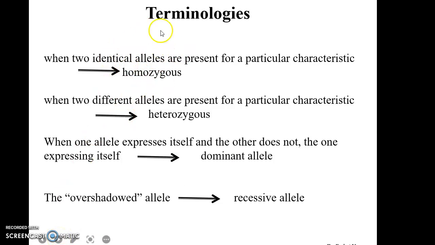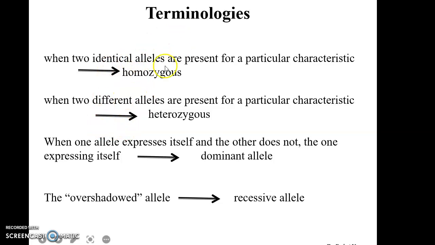Next is homozygous. What actually is homozygous? The two paired alleles in an organism's genotype may be identical or they may be different. An organism's condition is said to be homozygous when two identical alleles are present for a particular characteristic. But when the two alleles for a particular characteristic are different, then this condition is known as heterozygous.